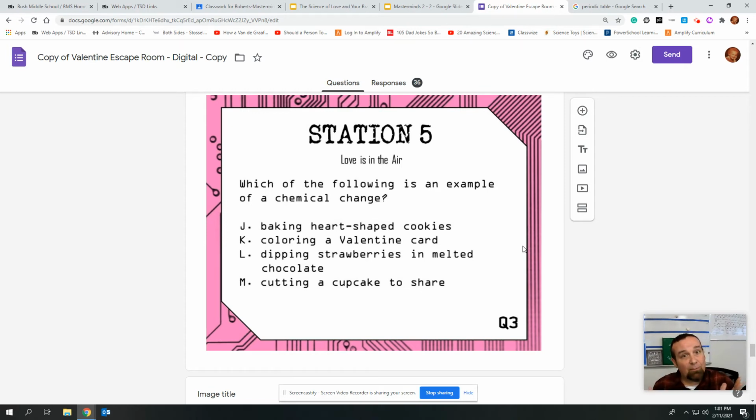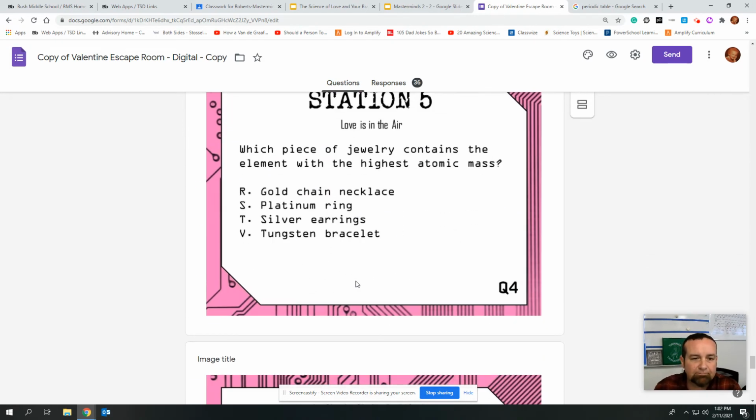If you have a piece of paper and you color it, it's still a piece of paper. Now, if you burn that paper and it turns to smoke, heat, and ash, then it would be a brand new thing. So the closest one we have to that would be baking the heart-shaped cookies. So think about this. You've got flour, sugar, eggs, milk, and you put it all together, then all of a sudden you've got this awesome heart-shaped cookie. Can you take the egg out of the cookie, though? No, it's been chemically altered. So J is our chemical change.